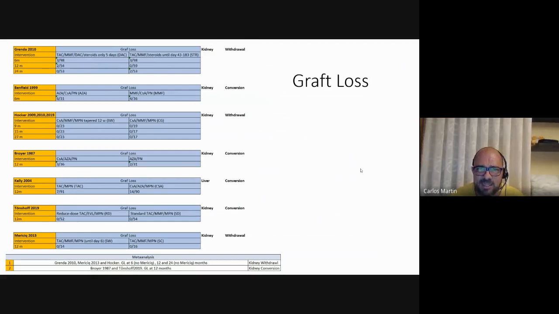For example, in the study of Kelly, we have 7 cases of graft loss in one group and 14 in the other group. And if you look at tacrolimus also in Tonshoff, you see 0 cases. Either they are not the same organ, but it sounds strange. So again, this will be sent to the panel to decide.